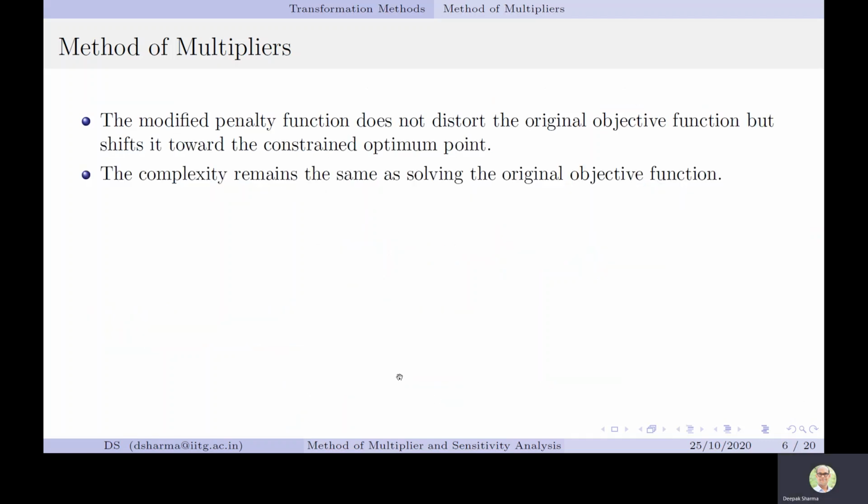The modified penalty function, as we have discussed, does not distort the original objective function, but shifts it towards the constrained optimum. So we have an example where we will understand the same point. The important point is that the complexity remains the same as solving the original objective function.